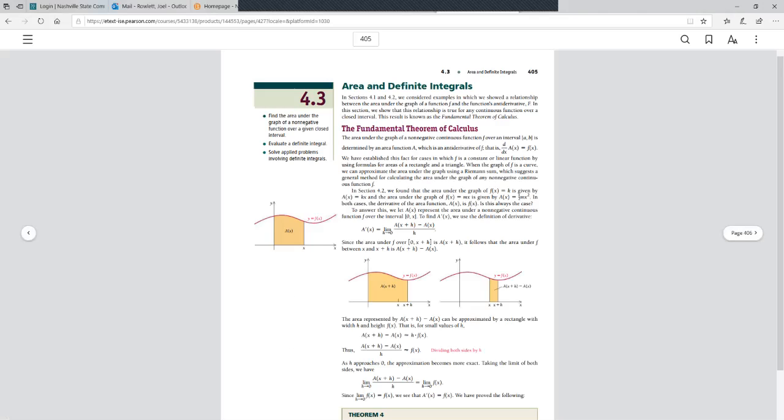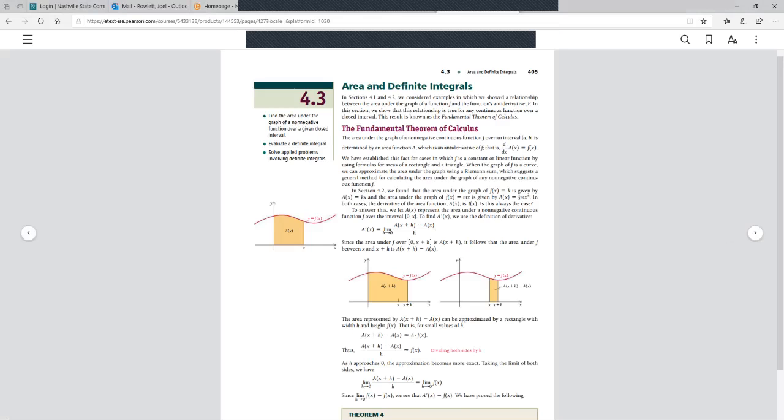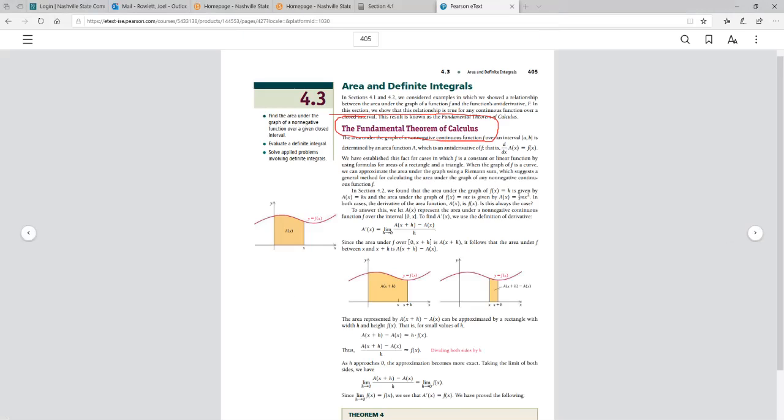Section 4.3 is area and definite integrals. And I'm not going to burden you with reading all of the notation at the beginning. I do want you to understand that the fundamental theorem of calculus is arguably the most important theorem in Calculus 1. It covers a lot of information, and most of it we have already talked about.